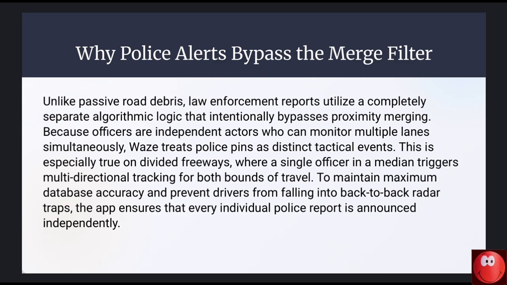Additionally, police often set up back-to-back speed traps just a quarter-mile apart to catch drivers who accelerate too quickly after passing the first car. Because they are independent, active targets, Waze refuses to group them together, ensuring you get a fresh warning for every single radar gun on the road.